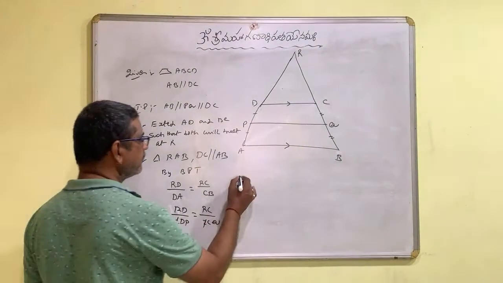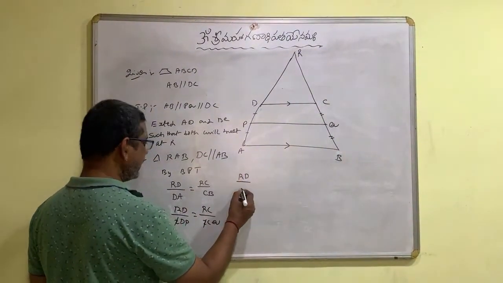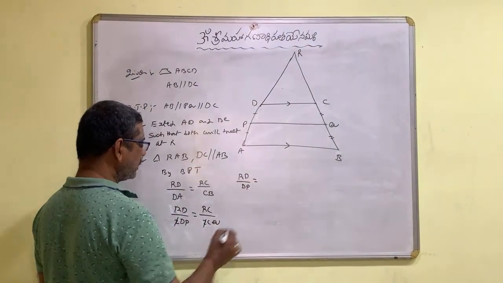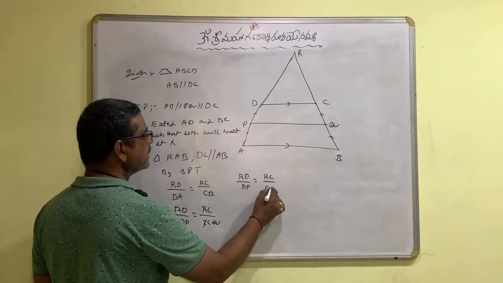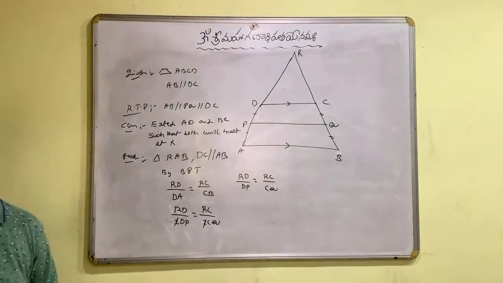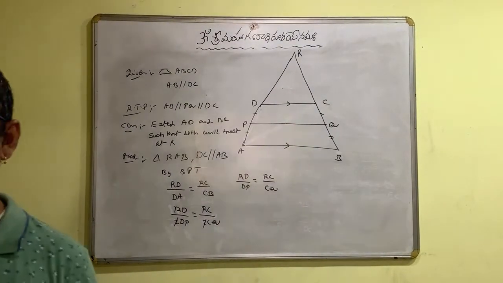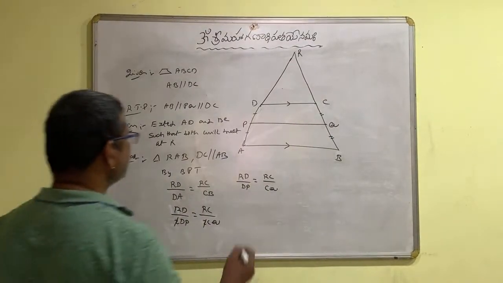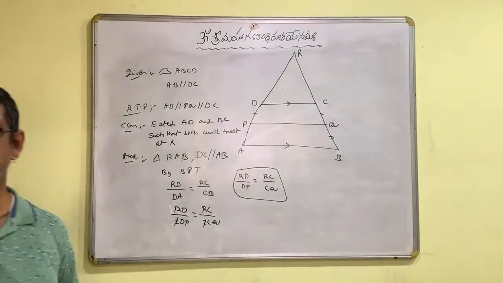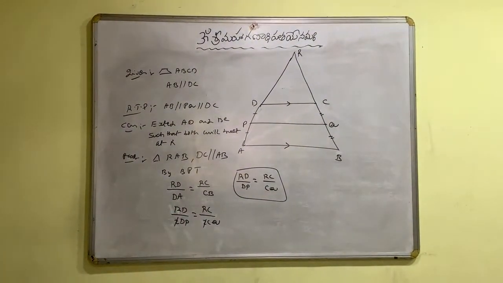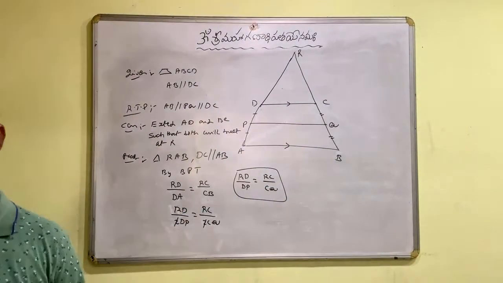Now what is remaining? RD by DP is equal to RC by CQ. Children, observe this ratio in the figure and tell your conclusion. RD by DP is equal to RC by CQ. Observe this ratio and what is your conclusion?